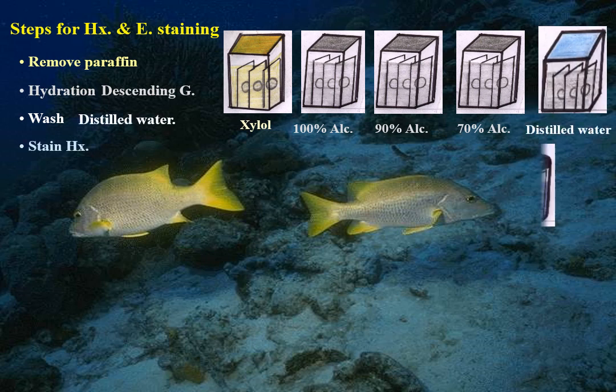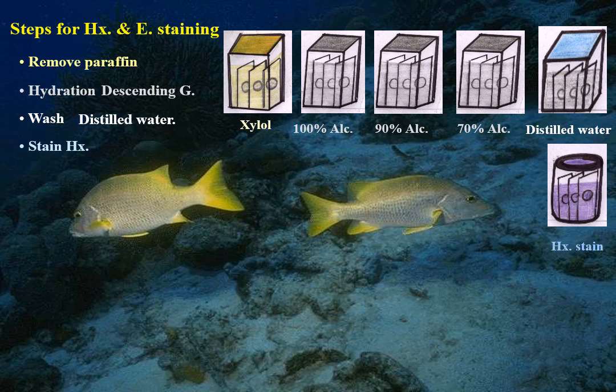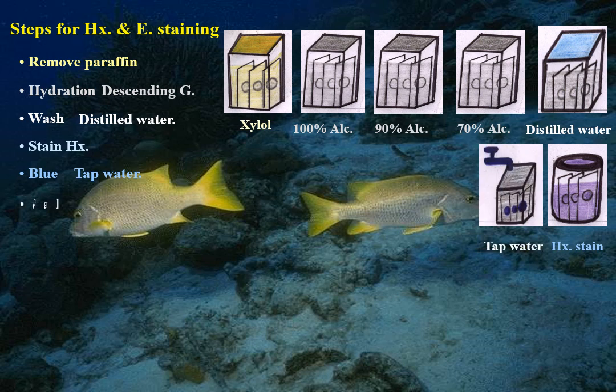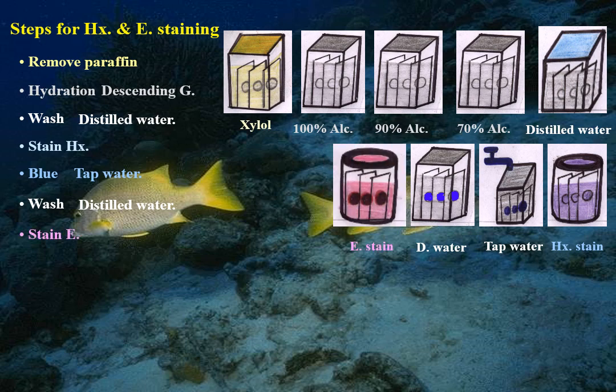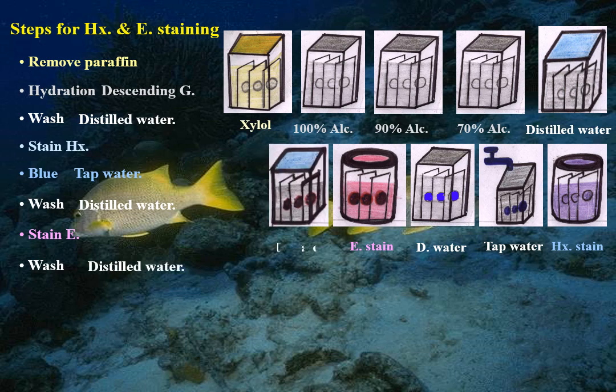Stain in hematoxylin for nearly 1 minute. Then put the sections in tap water for bluing. Rinse the sections in distilled water. Stain in eosin for nearly half a minute. Wash in distilled water.